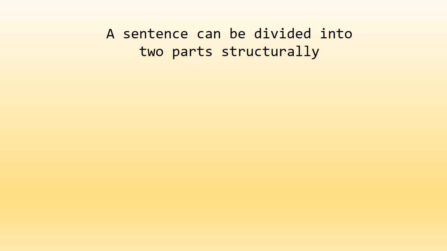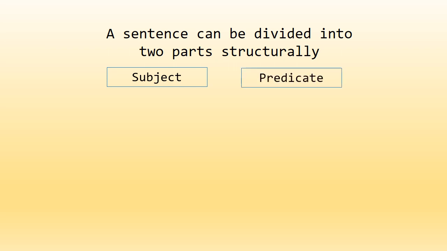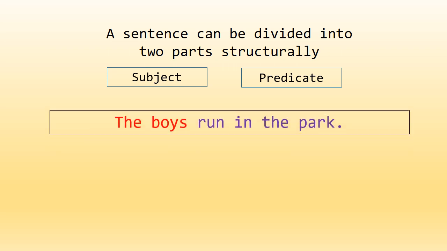As you all know, a sentence can be divided into two parts structurally. We call them subject and predicate. Yes. Now you must know what part of the sentence is called the subject and predicate. Read the sentence given below carefully. What is the sentence given in red and purple color letters? The boys run in the park.